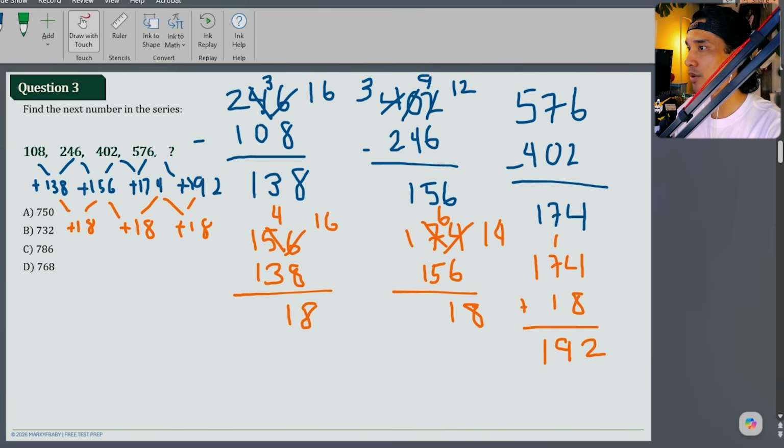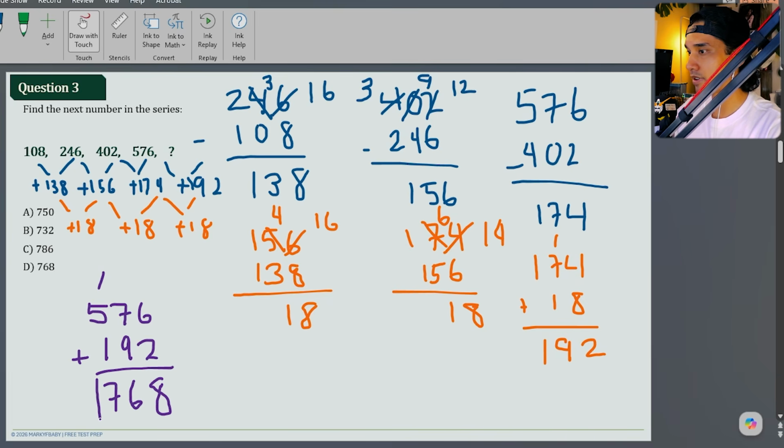And I'm going to add 192 to 576, and that will give me the next number in this series. Hopefully, right? You might end up having to do many trial and error when you are trying to find the number sequence. So 576 plus 192 is 6 plus 2 is 8. 9 plus 7 is 16, 1, and then this is 7. 768 is my final answer, and that is answer choice D.